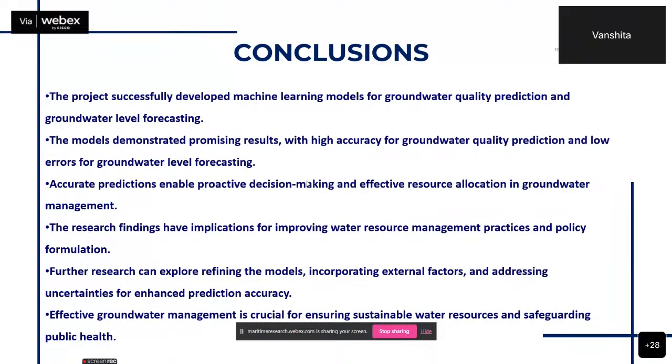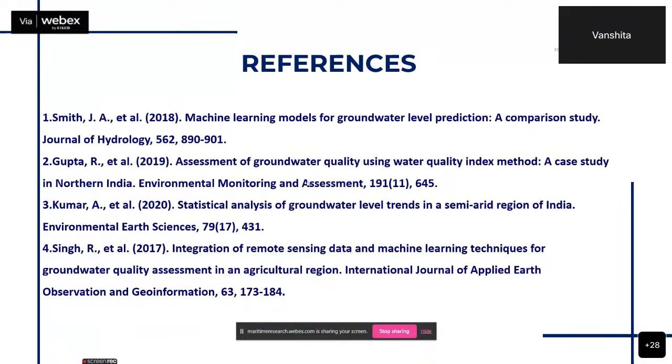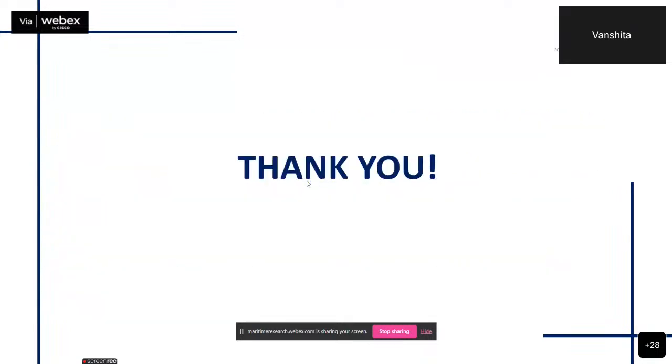Now conclusions. So the project successfully demonstrated how machine learning models can be used for quality and groundwater level forecasting. And accurate prediction enables proactive decision making and effective resource allocation in groundwater management. And obviously, effective groundwater management is crucial for ensuring sustainable water resources and safeguarding public health. I have listed the references that I've used here. Yeah, that's it. Thank you.